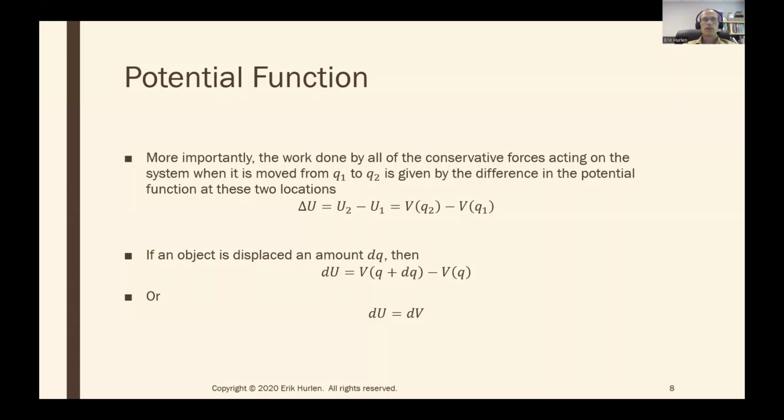Last class, we dealt with the work done to determine equilibrium conditions of certain bodies. Since work is equivalent to the change in potential energy, we are mostly interested in the change in potential energy. So work done, delta U equal to U2 minus U1, is equal to the potential energy V at some location q2 minus the energy V at the initial location q1, or in derivative form, dU equals V of q plus dq minus V at q, or dU equals dV.